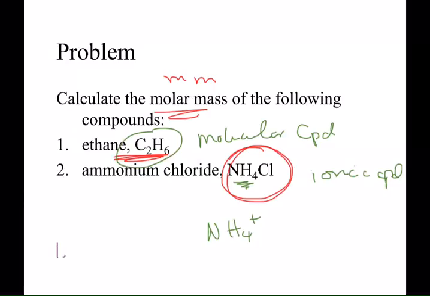First off, you come up with the molecular weight, or the formula weight. Of course, those units are going to be AMUs, and then you take that number and you switch the units from AMUs to grams per mole. And voila, you have the molar mass.